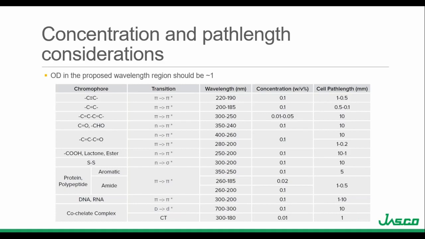Likewise, if only one cell path length is available, the sample concentration can be increased to obtain data with a sufficient signal to noise. This table shows some concentration and cell path length guidelines for a variety of chromophores, and I have highlighted the biomolecule chromophores here in green for your reference.